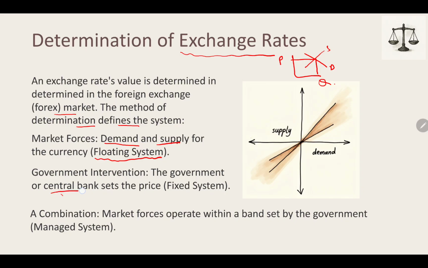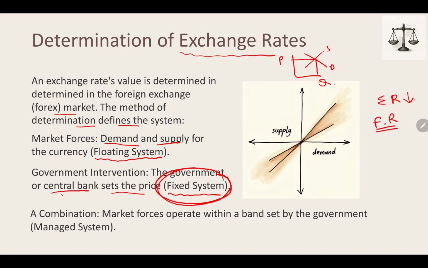When the government intervenes or the central bank sets the price of the currency, it is called a fixed system. Let's have one example of Pakistan. In Pakistan, due to political issues or political favor, the government kept the exchange rate cheaper. How? By keeping a fixed exchange rate system, meaning they kept foreign reserves in the central bank to keep the fixed exchange rate.